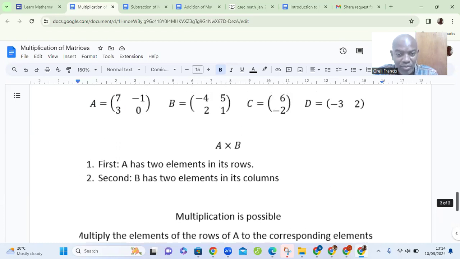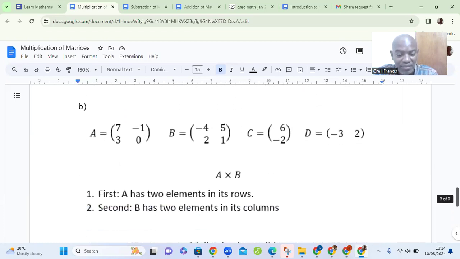We can apply that now to A times C. A has 2 rows. Remember, we said A times C is possible because you have 1, 2, 1, 2. So because A has 2 rows, the final answer will have 2 rows. And because C has 1 column, the final answer will have 1 column.